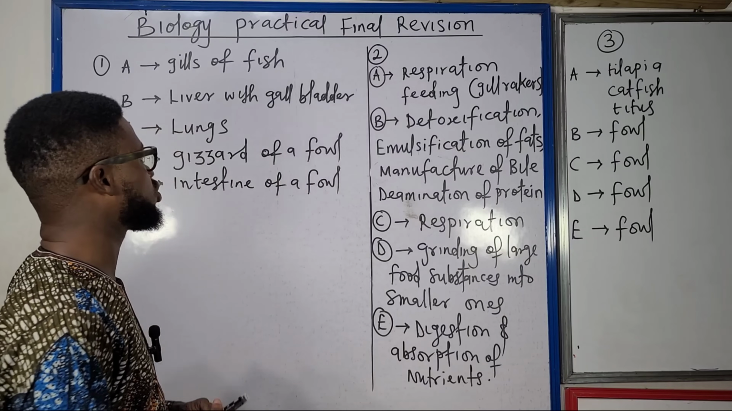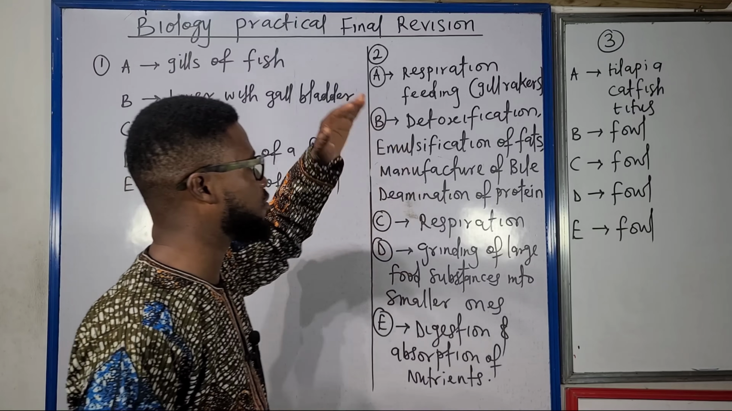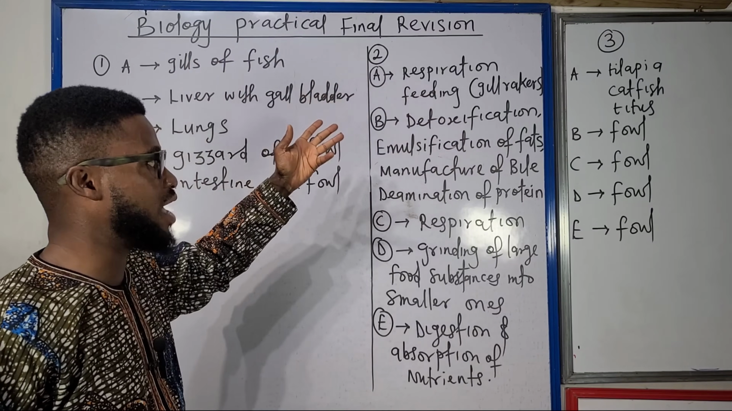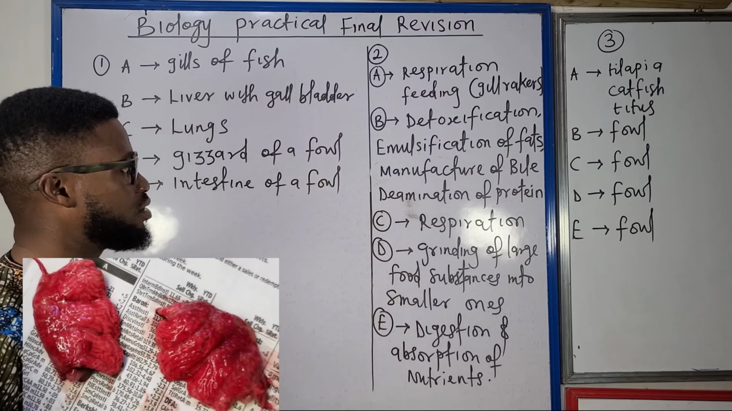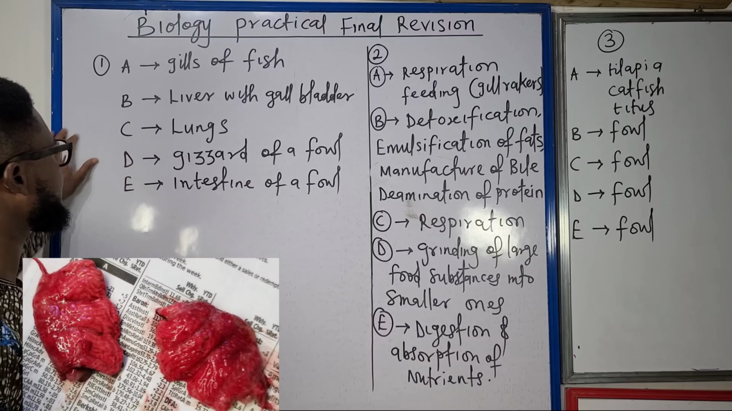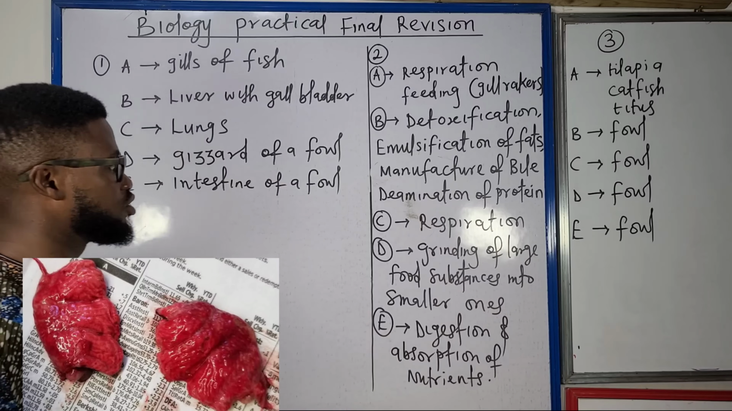So these are nitrogenous waste. So what helps in doing that is the liver. The liver is primarily for detoxification, digestion or emulsification of fat, manufacture of bile, and of course the deamination of protein. When we look at C here, it talks about the lungs of a fowl.